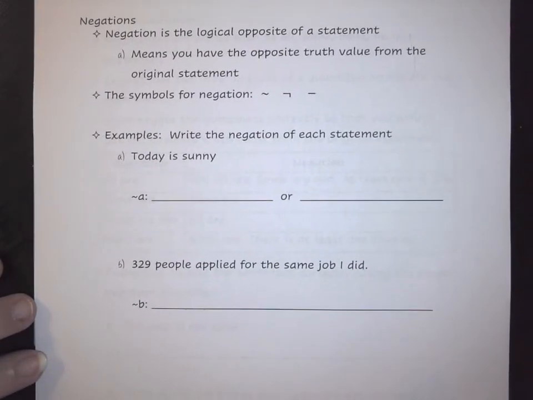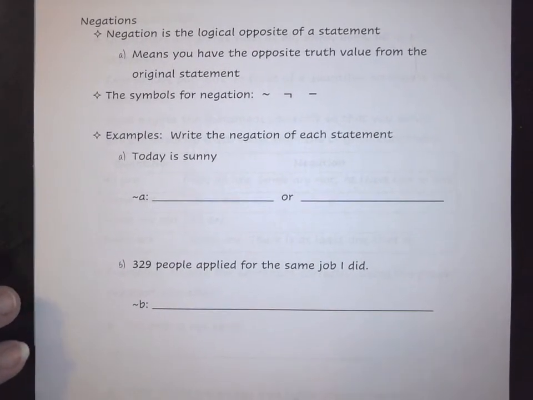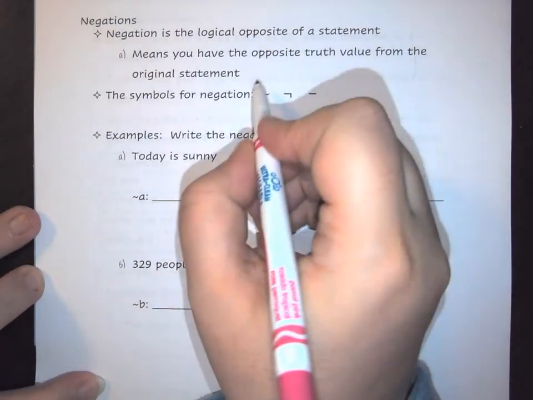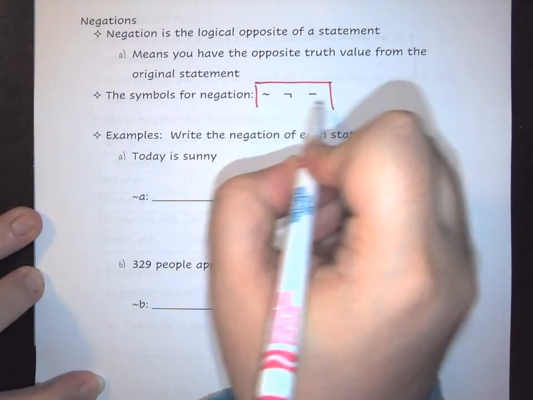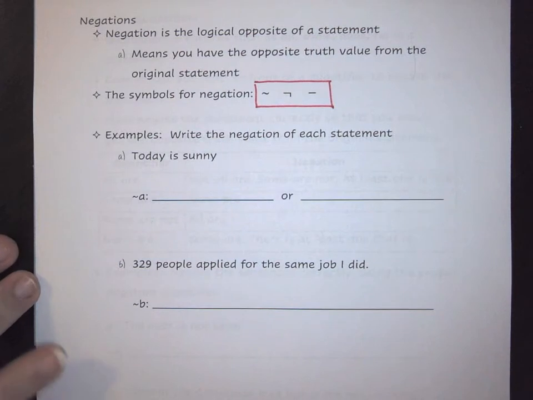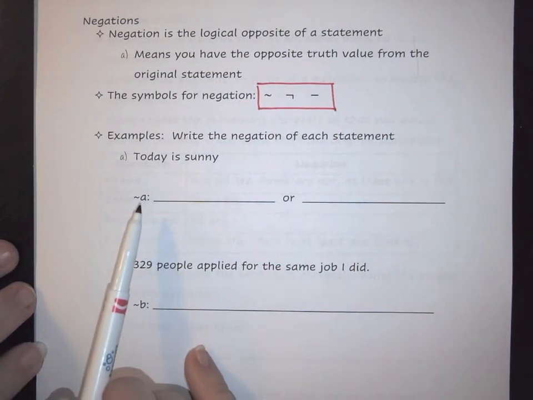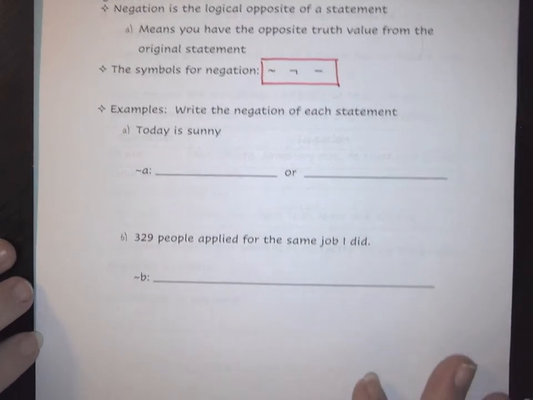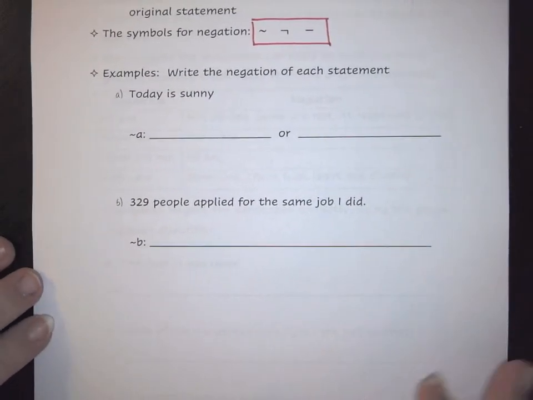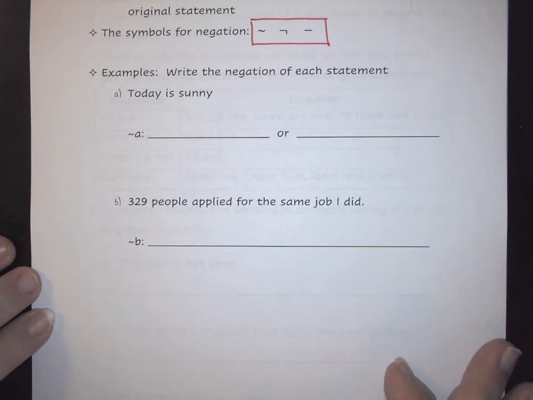Now, when we look at negations, a negation is where we're talking about the opposite of a statement. Meaning if your original statement was true, a negation would be false, and vice versa. We have these symbols here, and each of these symbols looks a little bit different, but all three of them mean negation. We use these symbols in front of our variables, and they help us with writing a mathematical sentence or statement involving the negation.